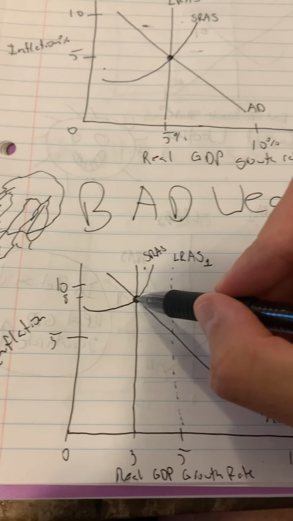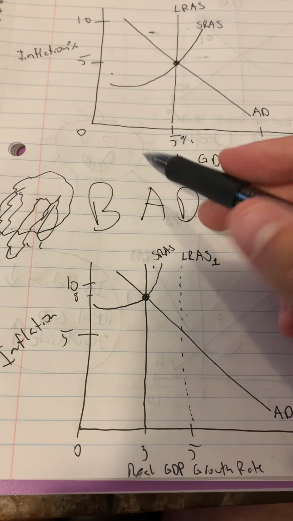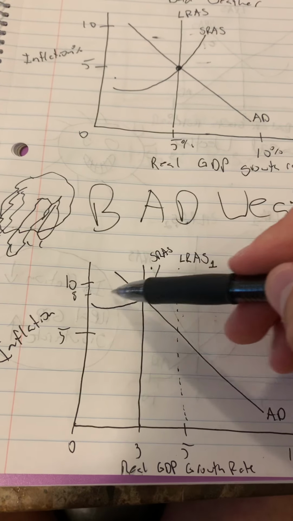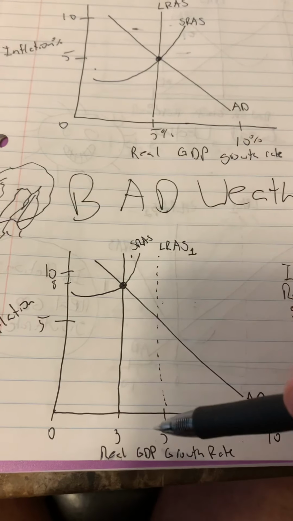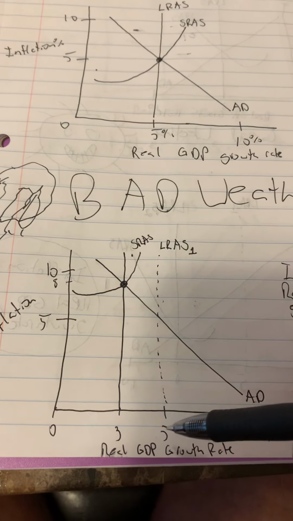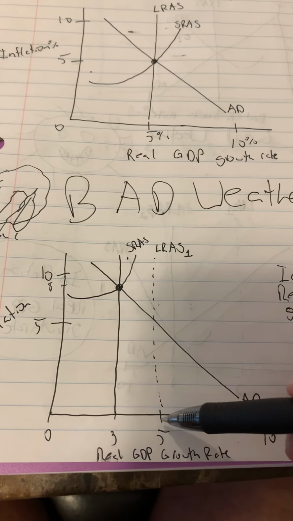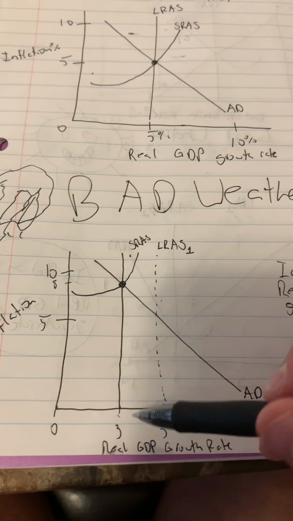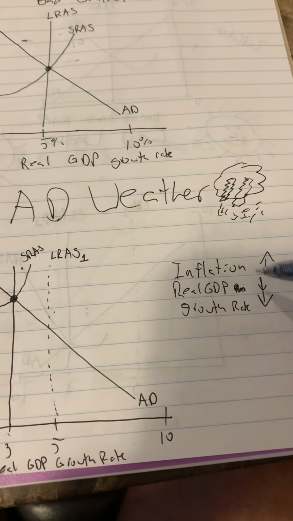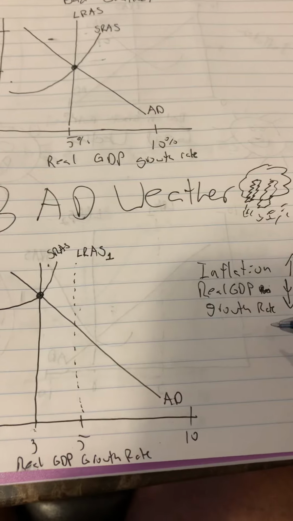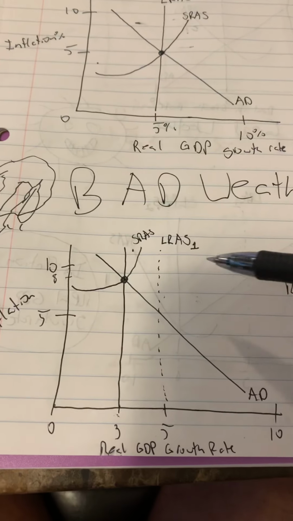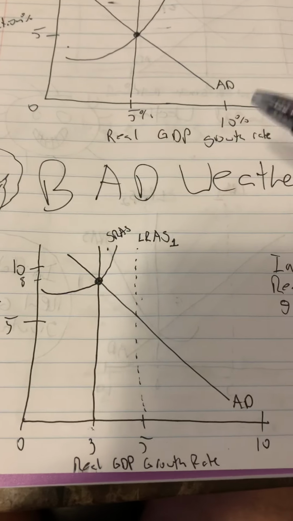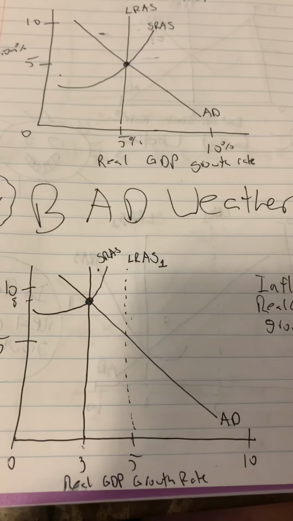And you can see that our inflation has risen from about 5%, where we started, and it's jumped up to about 8%. And our real GDP growth rate has fallen from about 5% to about 3%. And so overall inflation goes up and real GDP growth rate drops when our long run aggregate supply curve has a negative shock. And in this example, it's bad weather.